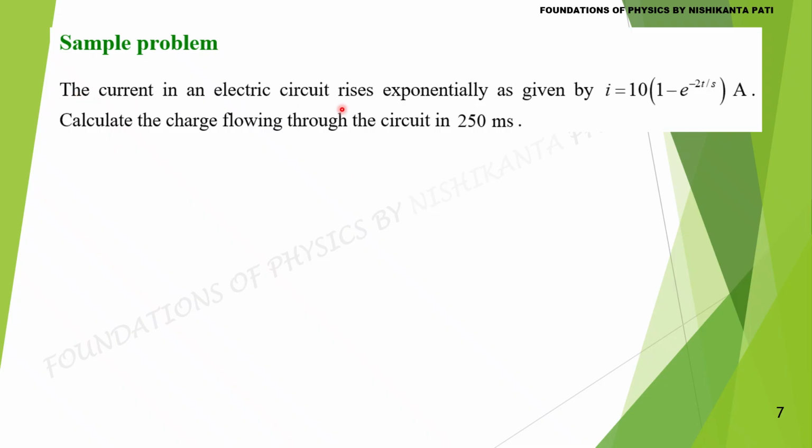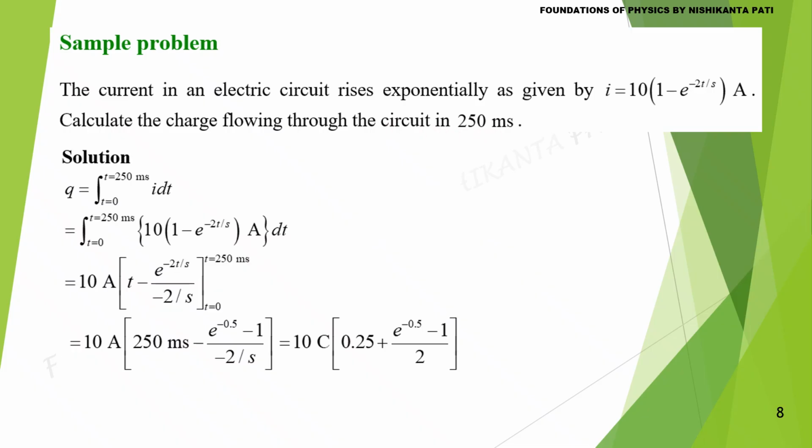The current in an electric circuit rises exponentially as given by I equal to 10 ampere times (1 minus e to the power minus 2t) per second. Calculate the charge flowing through the circuit in 250 millisecond. Q is equal to the integration of I dt, and the limit is from t equal to 0 to t equal to 250 millisecond. Then putting the I value and integrating, we get the required charge.